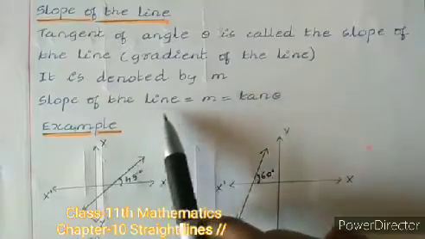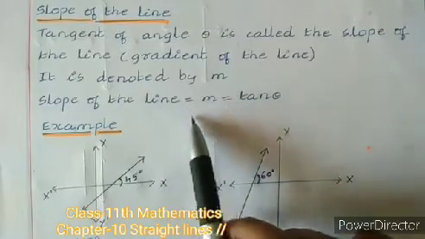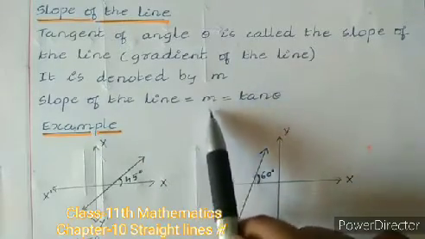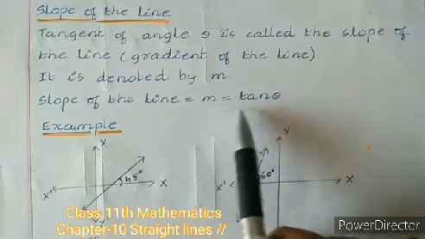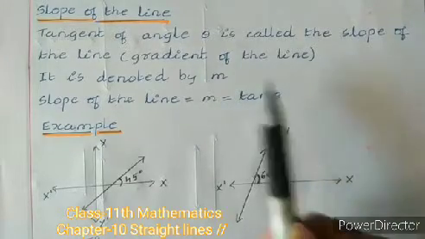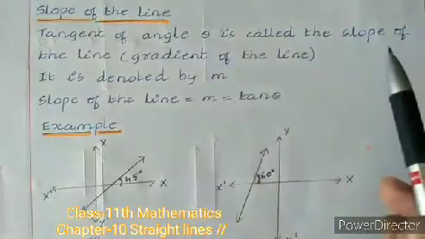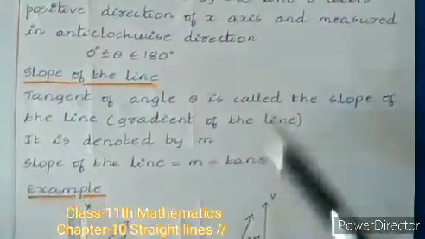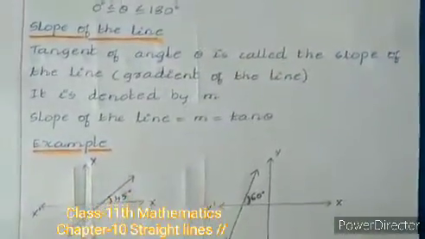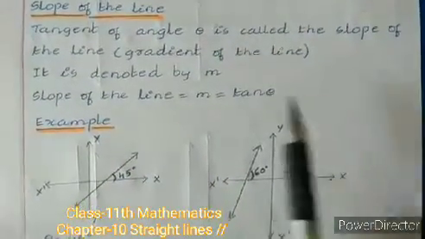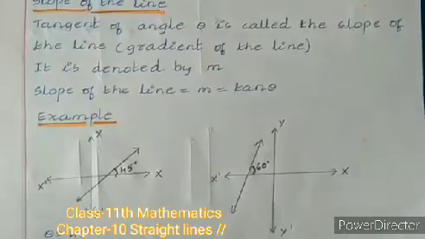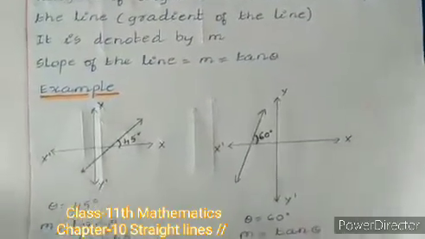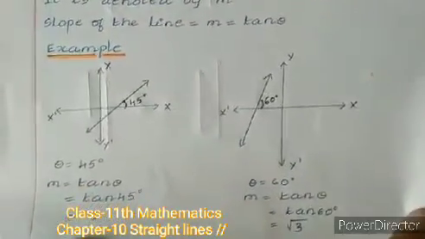So the slope of the line, which we denote by the letter m, is equal to the tangent of theta. The theta is nothing but the inclination of the line, and the tangent of that theta is known as the slope of the line. So using this, we can find out the slope of the line. That is, if the angle is given to you, then we can find the slope.